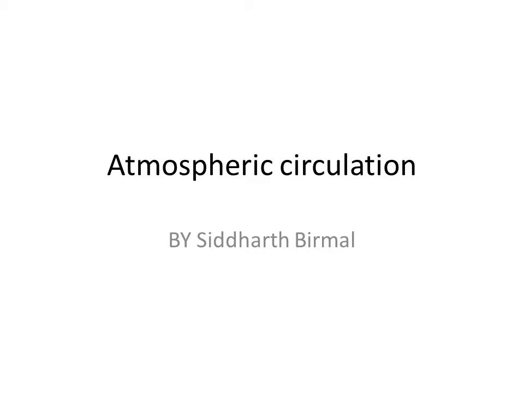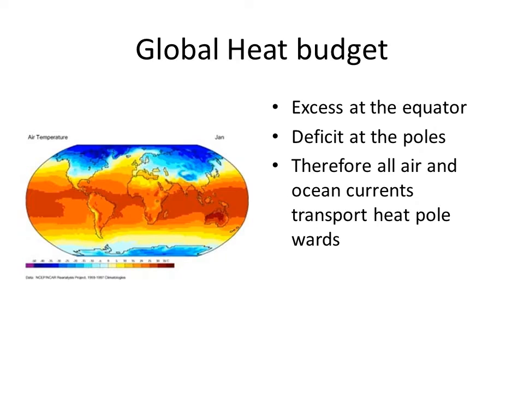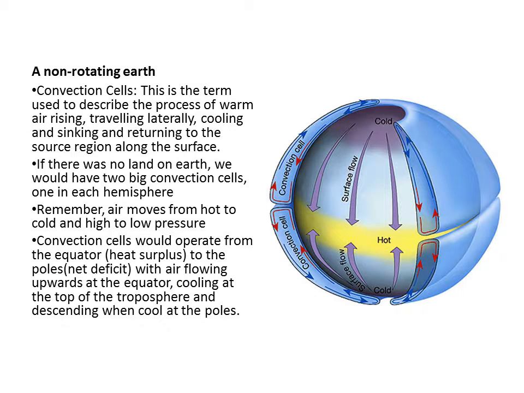Now I am explaining atmospheric circulation. In atmospheric circulation, first we see the global heat budget. Excess at the equator, deficit at the poles. Therefore, all air and ocean currents transport heat polewards. Now we assume a non-rotating Earth.